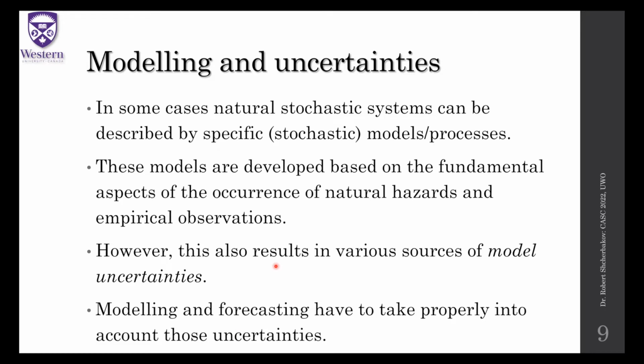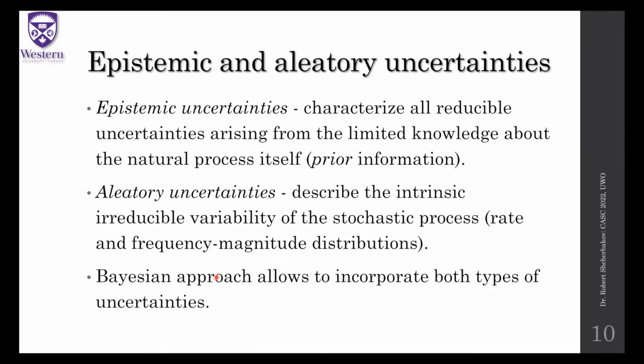So when we're computing those probabilities, we have to know how to incorporate those uncertainties because they can significantly affect those probabilities. Typically, in statistics and natural sciences, we talk about epistemic uncertainties, which characterize all reducible uncertainties arising from limited knowledge about the natural processes. Typically in Bayesian analysis, that can be incorporated into prior information. Then we also have aleatory uncertainties, which describe the intrinsic irreducible variability of the stochastic process itself. That's also present in our formulation of the rate model, say, frequency-magnitude statistics of earthquakes and so forth. It turned out that the Bayesian approach allows us to incorporate both types of uncertainties in the analysis and provide reasonable calculations.